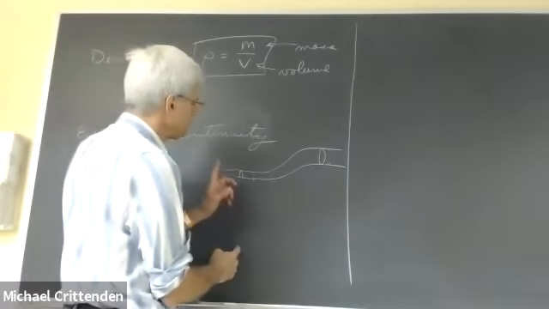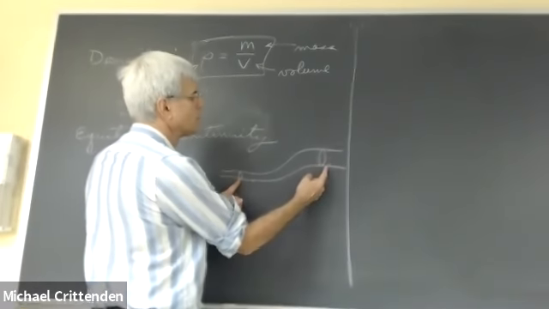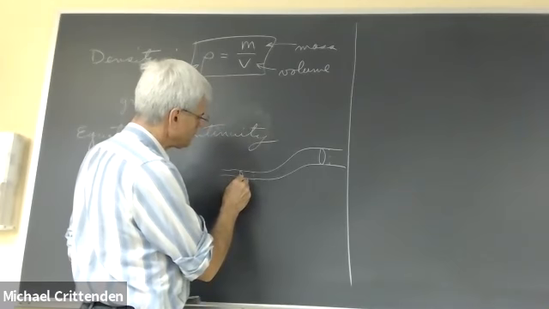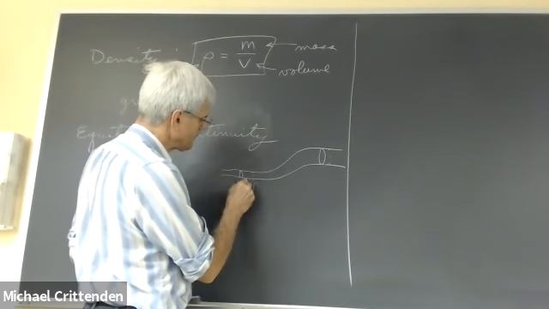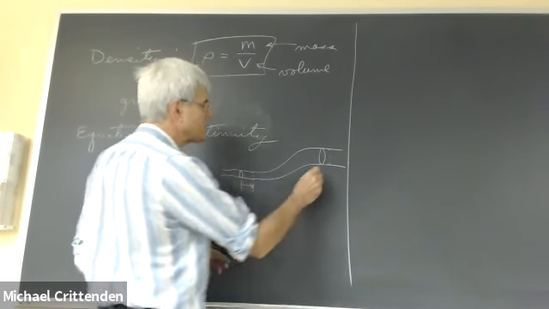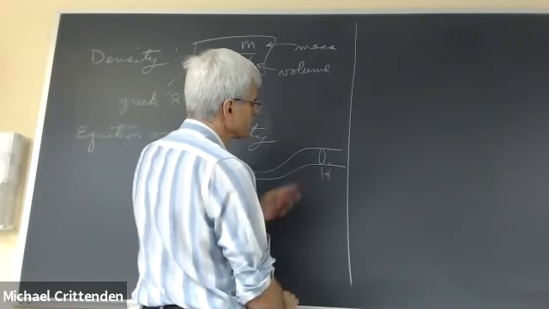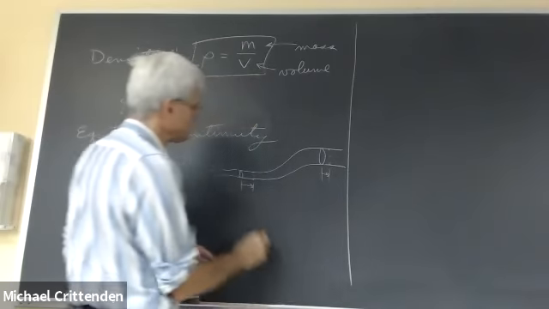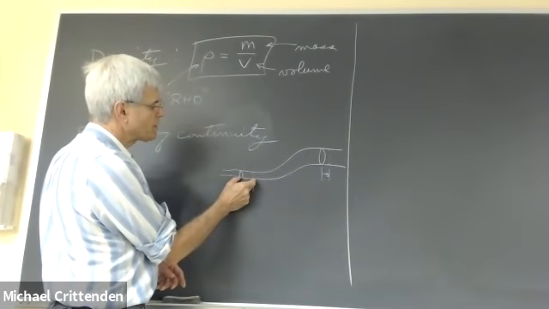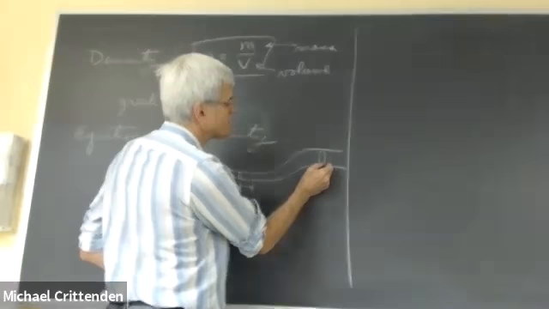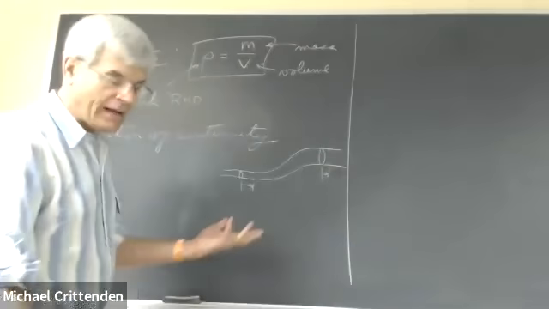So if you see, the idea is the fluid moves from there to there in a time delta t. And over here on this end, that's the distance that the fluid moves in a time delta t. So this much water goes in the one end, that much water comes out the other end, and they have to be equal.